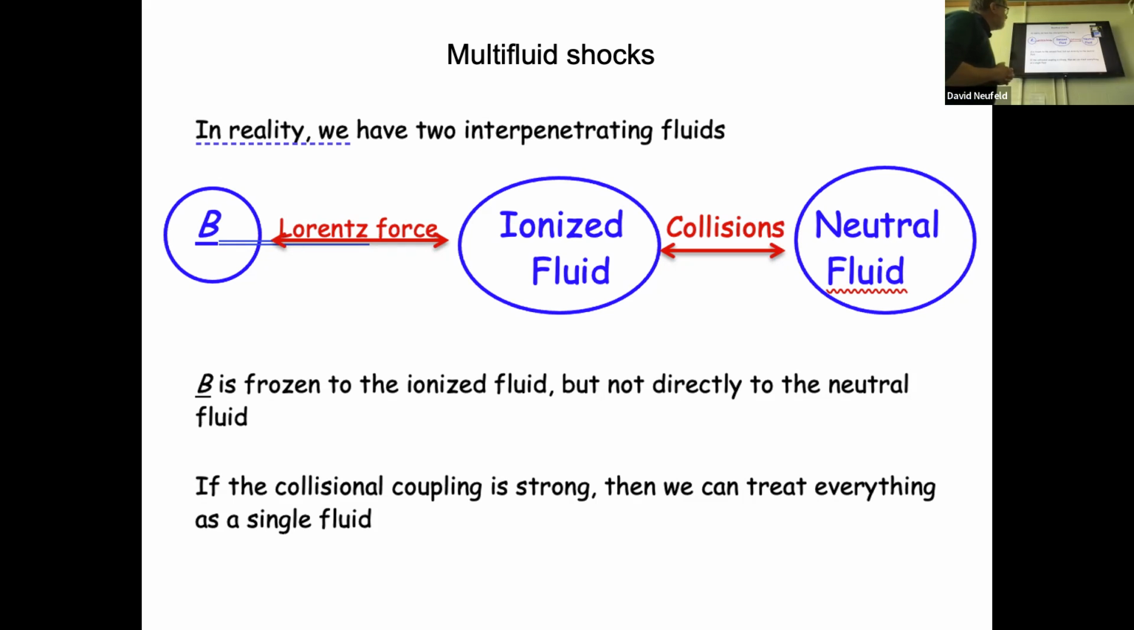But because you have this magnetic field, the ionized fluid can behave quite differently from the neutral fluid, because the ionized fluid feels the Lorentz force imparted by the magnetic field. The neutral fluid is often very well coupled to the ionized fluid because of collisions, but the coupling is not necessarily perfect. So to treat this properly, you sometimes have to consider separately the flow of the ionized fluid and the flow of the neutral fluid.